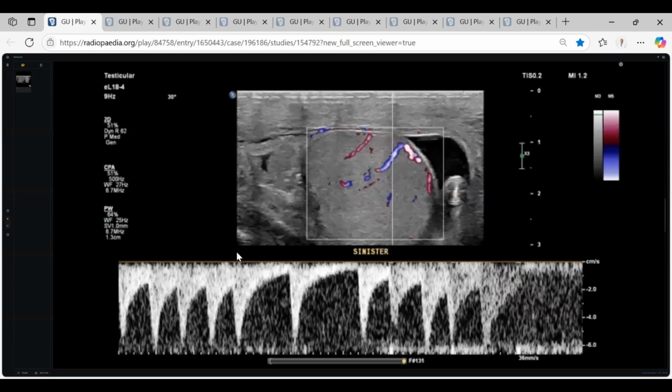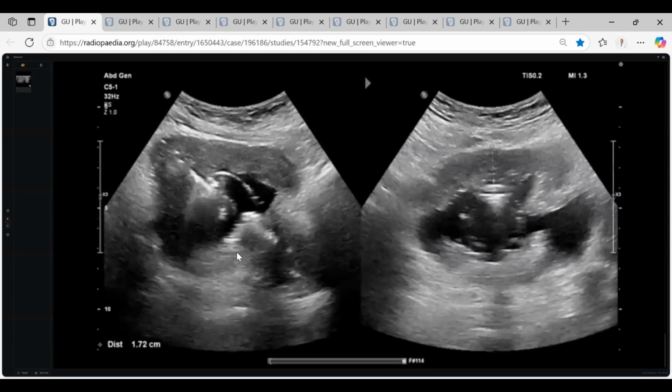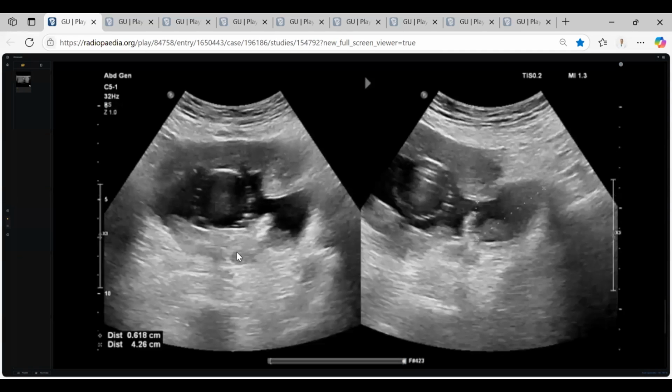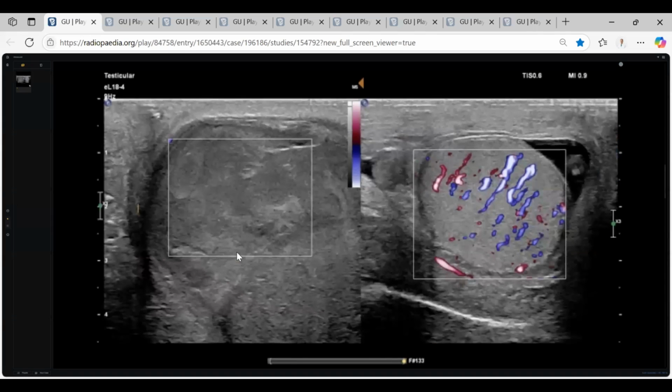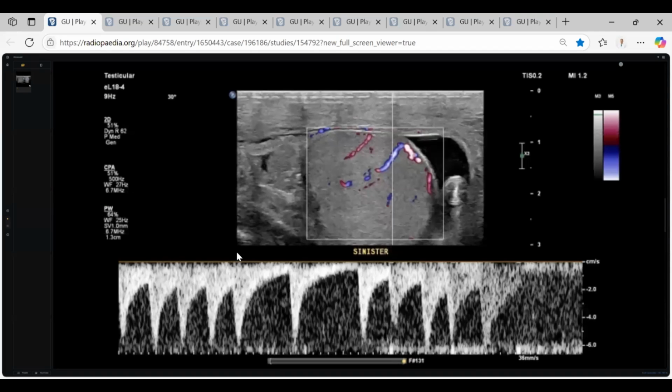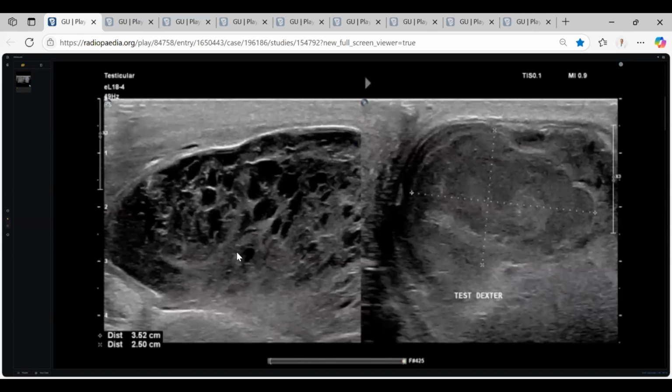On the right side I can see a lack of color flow, and there are also widespread hypoechoic areas with low echogenicity. I am just trying to assess the tunica albuginea. I can see it is intact.